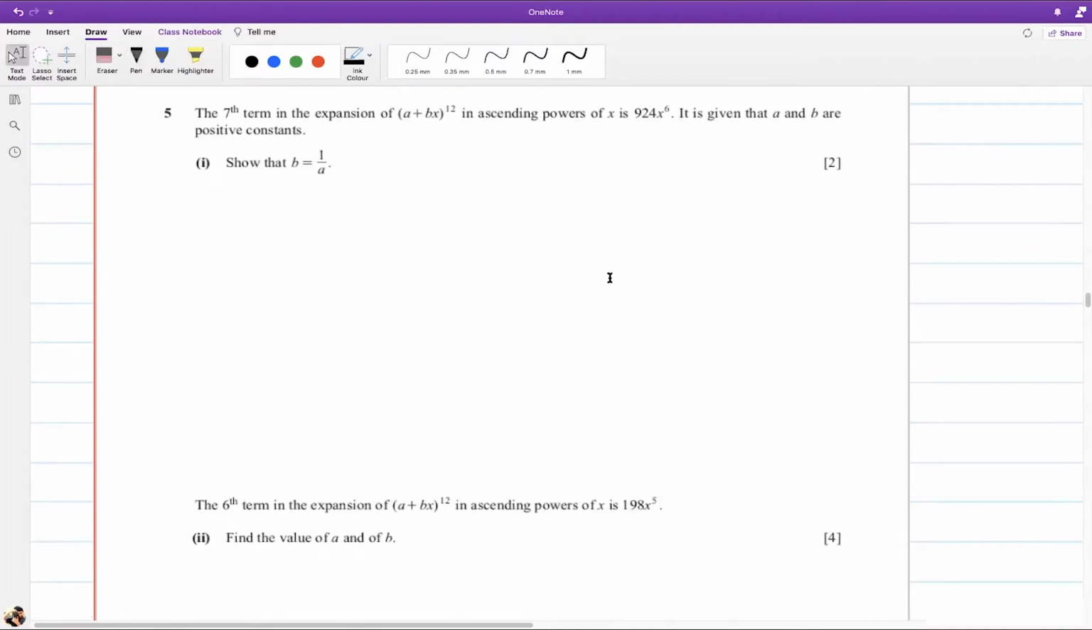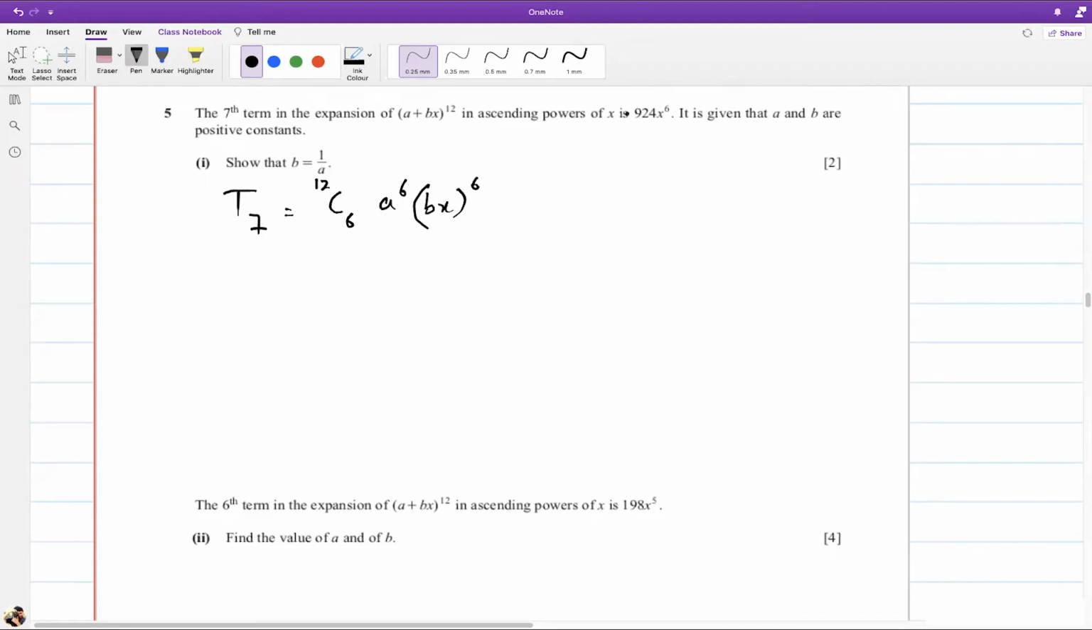Seventh term in the expansion of this thing in ascending powers of x is this. It is given that a and b are positive constants, show that b is equal to 1 over a. हमें जो information given है, that is about the seventh term. So term number 7. Let's try to figure that out. Term number 7 means r is 6. Remember that. Term number is always one ahead of the power. So it's going to be 12c6 a power 6 bx to the power 6.